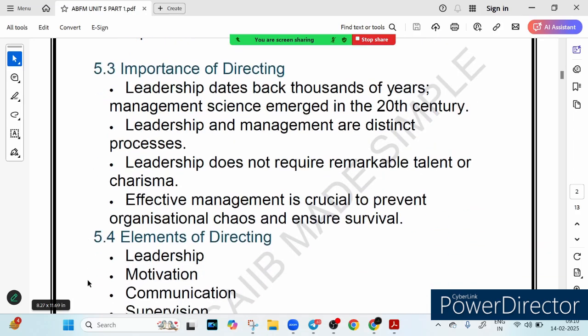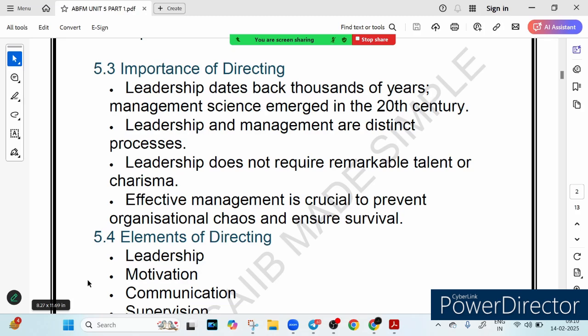Imagine a ship in the middle of the ocean without any captain. No clear direction, no proper communication, no leadership, just chaos. That is what happens when directing is missing in an organization, right?